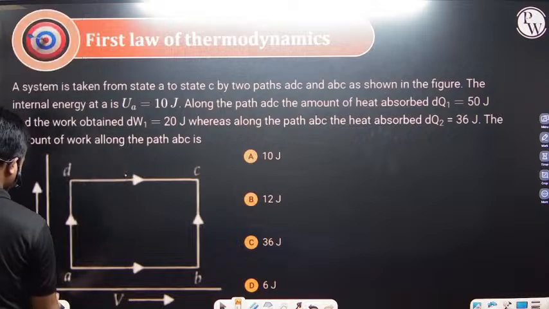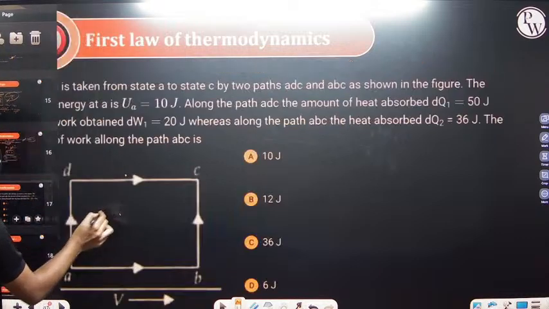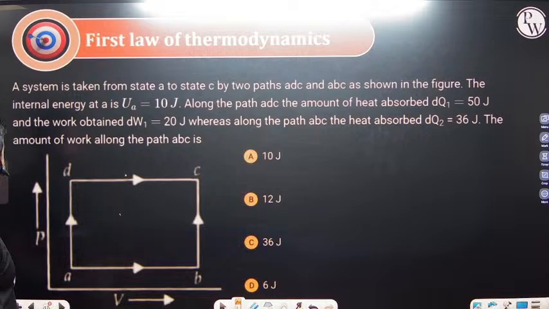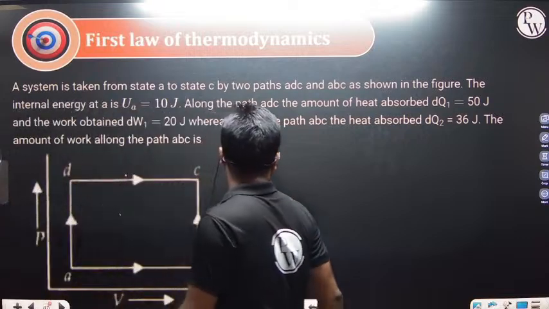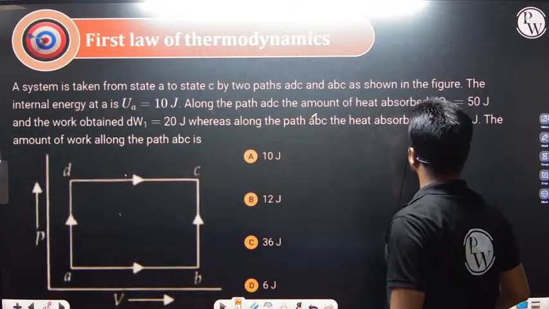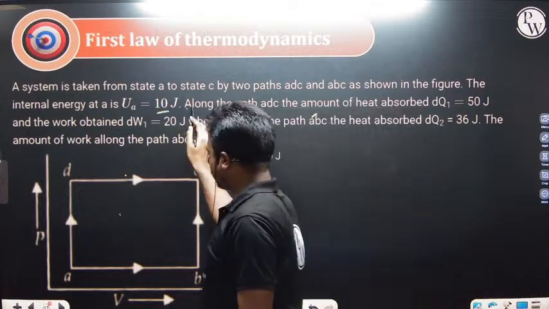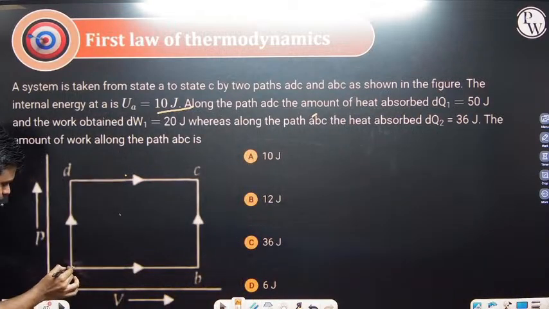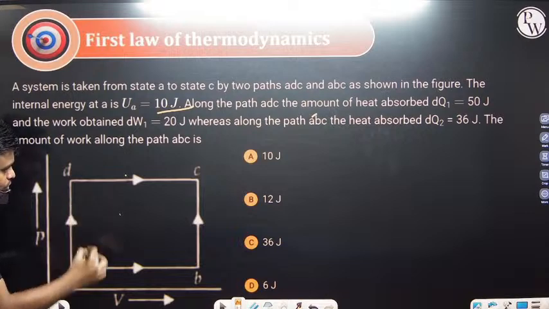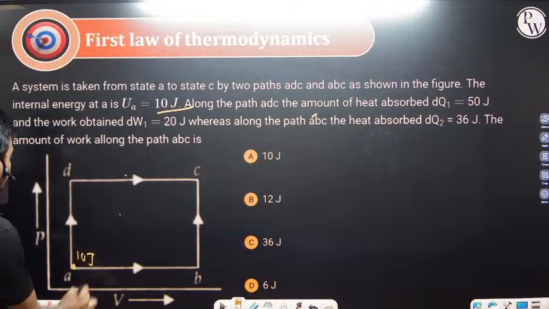So solving this question now. That is a question on state function and path function. Here we have a system taken from state A to state B via two paths, ADC and ABC, as shown in the figure. The internal energy U is equal to 10 joule. So at this particular point it has 10 joule. They're asking along this path.